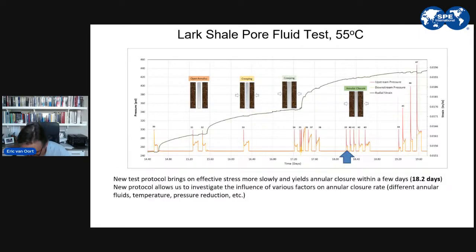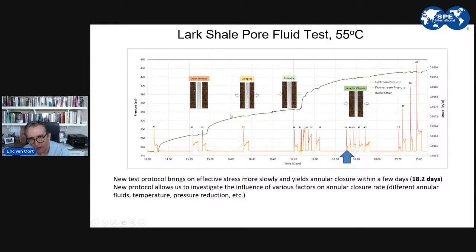This is the first shale-as-a-barrier test that we've ever done, which was done on the Lark Shale from the North Sea. It's again one of these highly reactive shales with a high clay content at a relatively shallow position in intermediate hole, typically a 12¼ inch hole that's being drilled at an in situ temperature of about 55 degrees C. And when we did the test on this particular shale, we found that we saw closure of the annulus in about 18 days running this test.